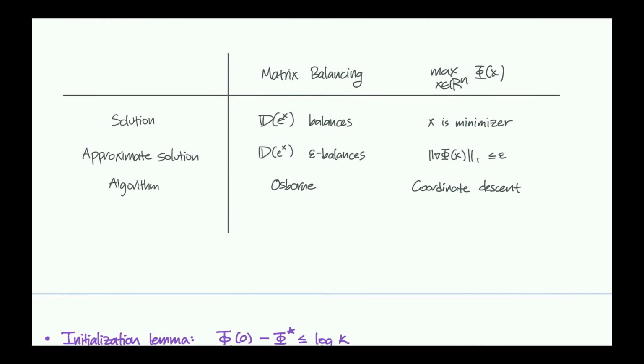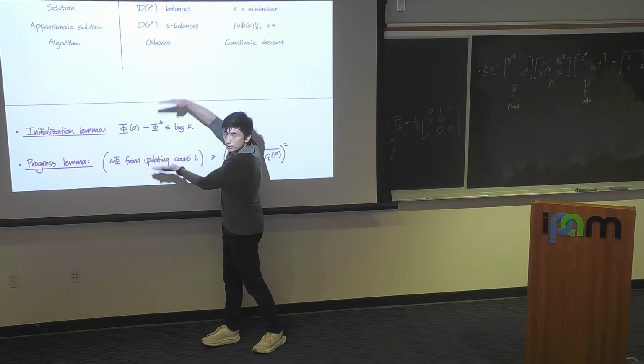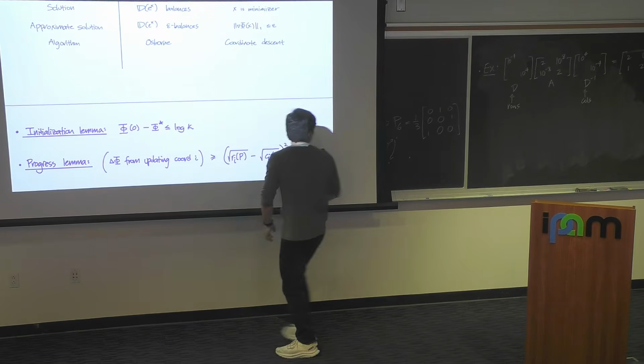What we'll use today for this potential is just two very simple facts. And I won't show the proofs, but they're just sort of 2 lines. You can look them up in our paper. First is that the potential is not too far from optimal.